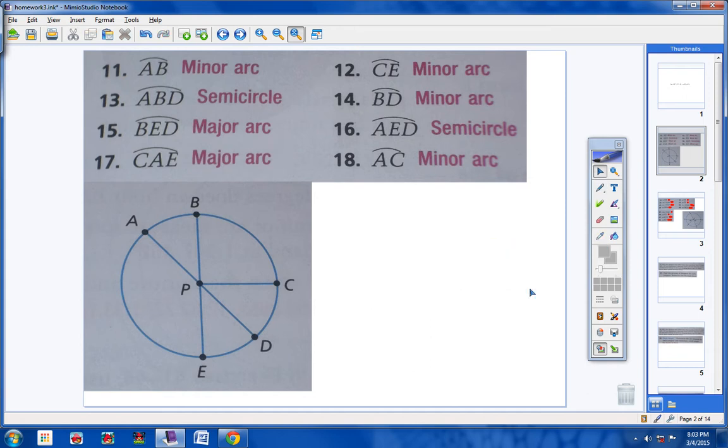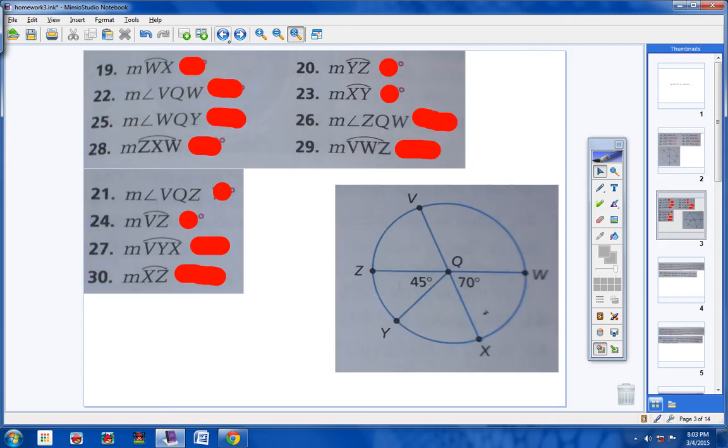Okay. Alright, moving on to numbers 19 through 30. The directions say to find the indicated measures. Now for me, students, on these types of problems, I really like to go through and just see if I can first find all the angle measurements, okay? So I notice that the directions say WC and VX are diameters. So this is a diameter here, and this is a diameter here, and they look like diameters. So we're just going to say if they look like a diameter, then they are a diameter.